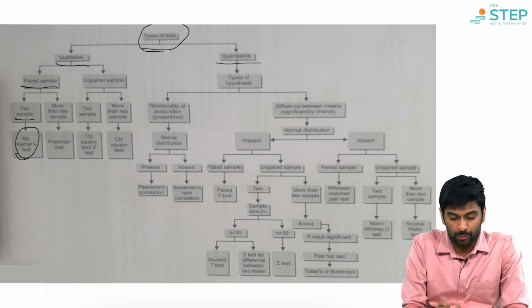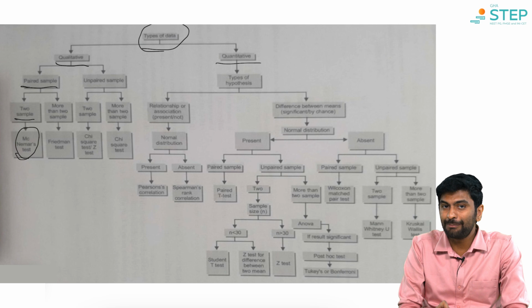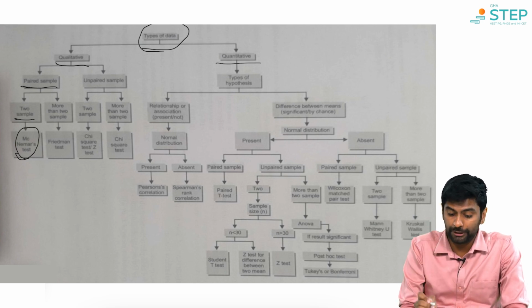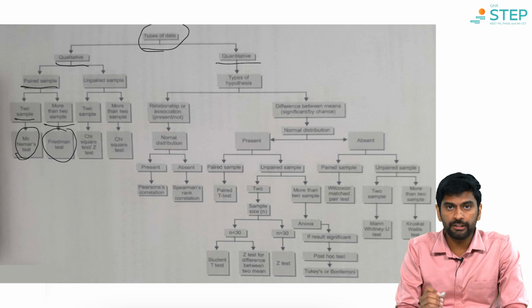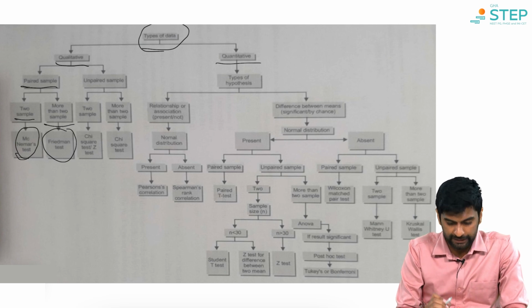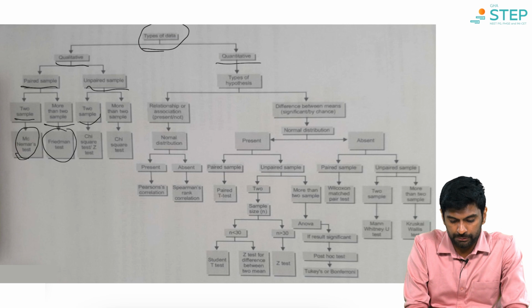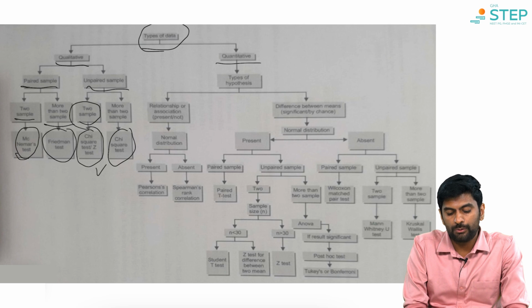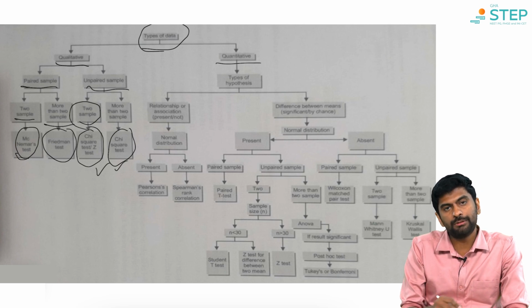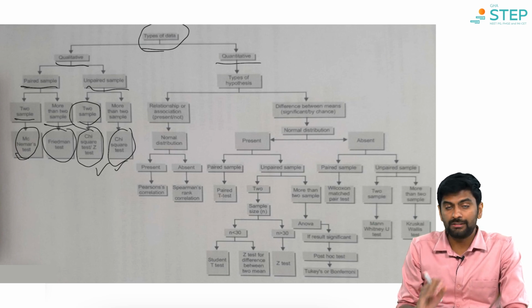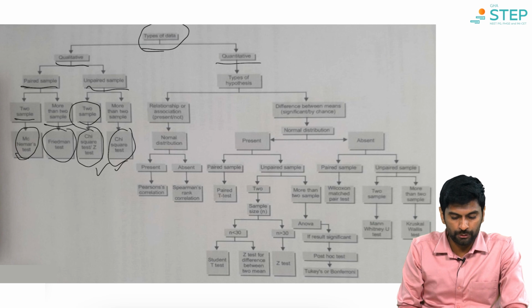Now, because this is a qualitative test, the McNemar test would not be valid for a quantitative variable. If it's more than 2 paired samples, it's the Friedman test. Next, if it's unpaired samples, if it's 2 samples, it's going to be a chi-square test or a Z test, and more than 2 samples, chi-square test. So chi-square test works if it's 2 samples or more than 2 samples when it's unpaired. So this is for qualitative.